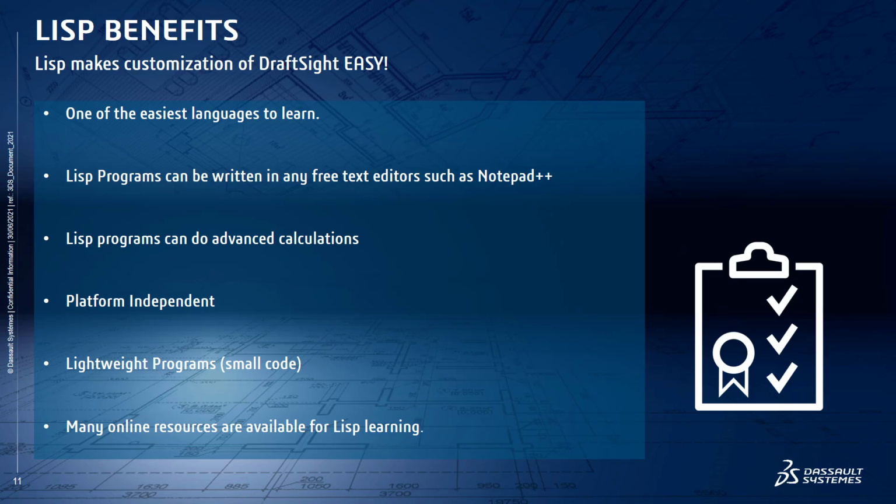If you want to get started with the customization of DraftSight with programming and you are new to programming, Lisp can be a good starting point because of its many benefits. It is an easy language to learn. You can use free text editors like Notepad or Notepad++ to write programs.